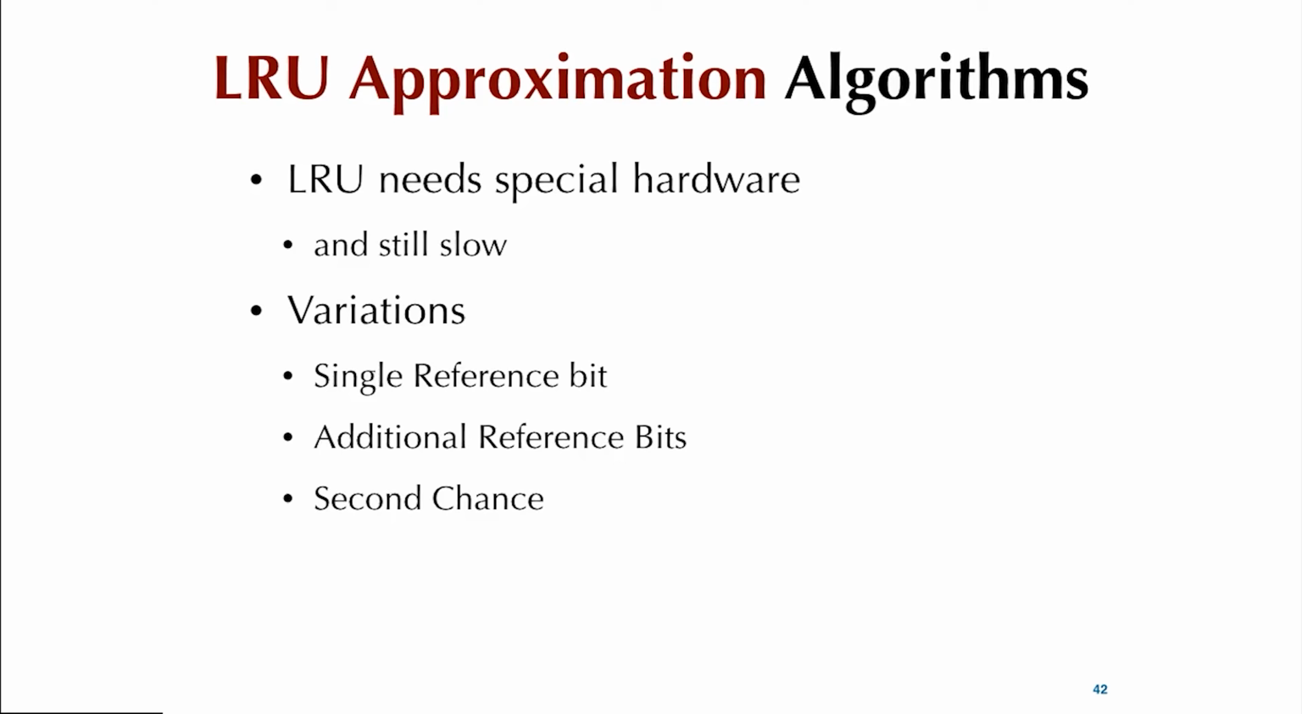One is called single reference bit. Another is called additional reference bits. That's built on top of single reference bit, but keeps track of more history, whereas single reference bit is just a 1-bit history. And there's something called second chance. That's a pretty interesting one that uses a single reference bit, but in a somewhat interesting way.